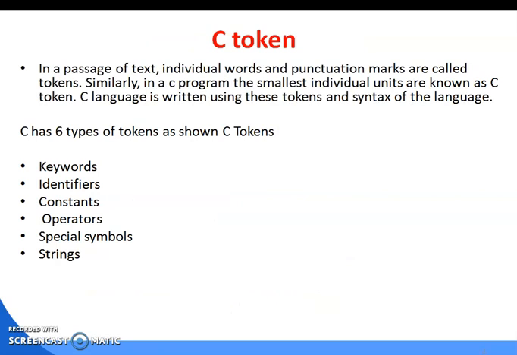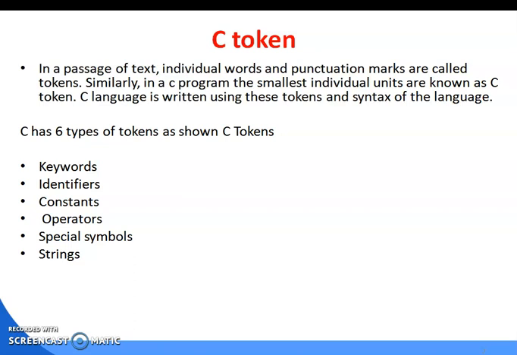Next we come to tokens. What are the tokens used in C? In a passage of text, individual words and punctuation marks are called tokens. Similarly, in a C program, the smallest individual units are known as C tokens. C language is written using these tokens and the syntax of the language.